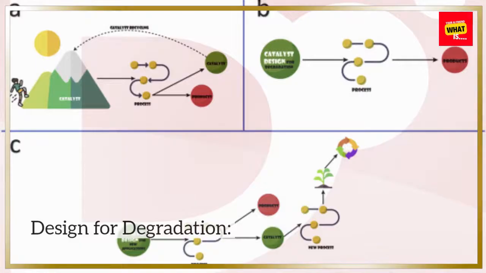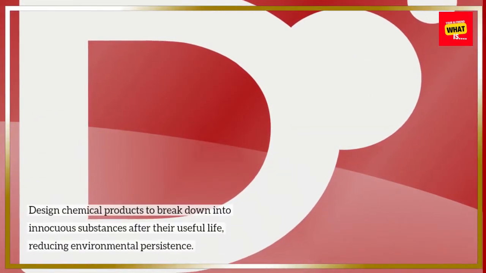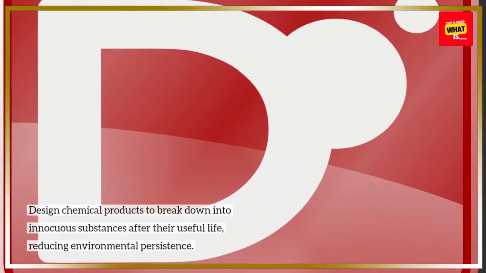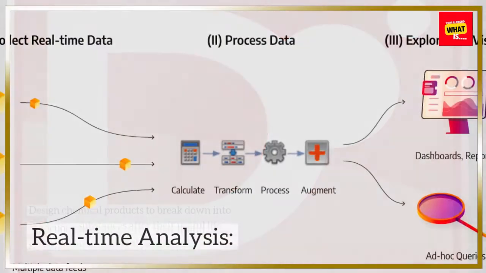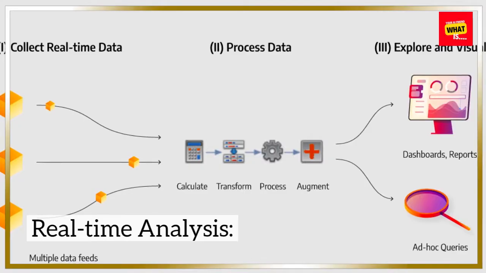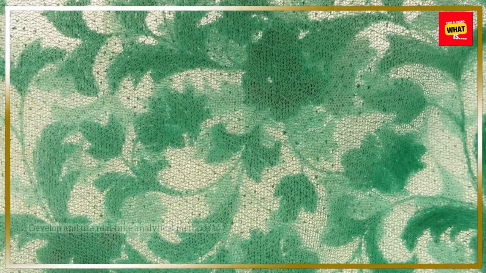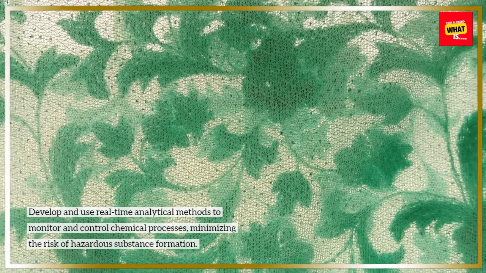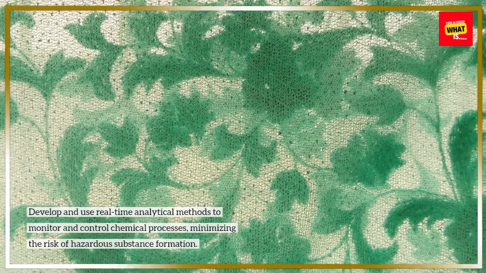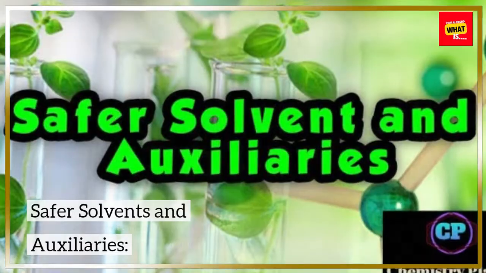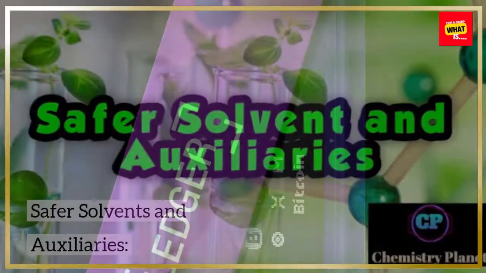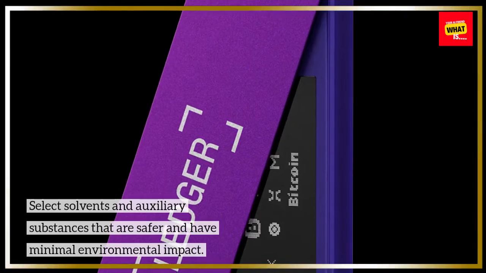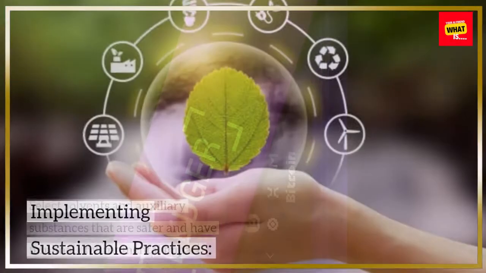Design for degradation. Design chemical products to break down into innocuous substances after their useful life, reducing environmental persistence. Real-time analysis. Develop and use real-time analytical methods to monitor and control chemical processes, minimizing the risk of hazardous substance formation. Safer solvents and auxiliaries. Select solvents and auxiliary substances that are safer and have minimal environmental impact.